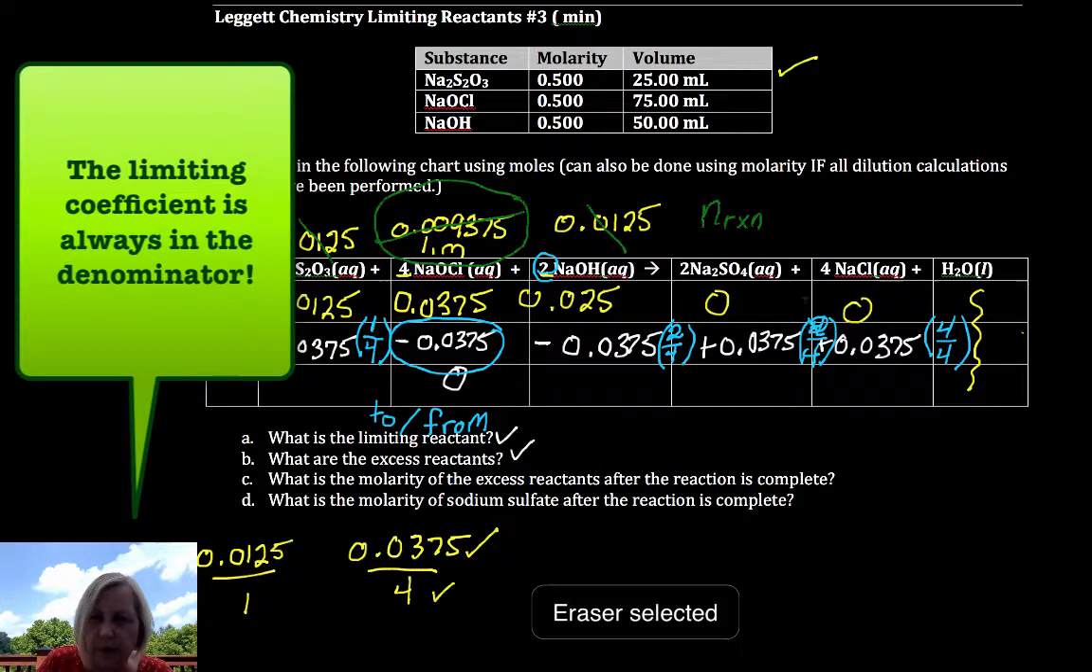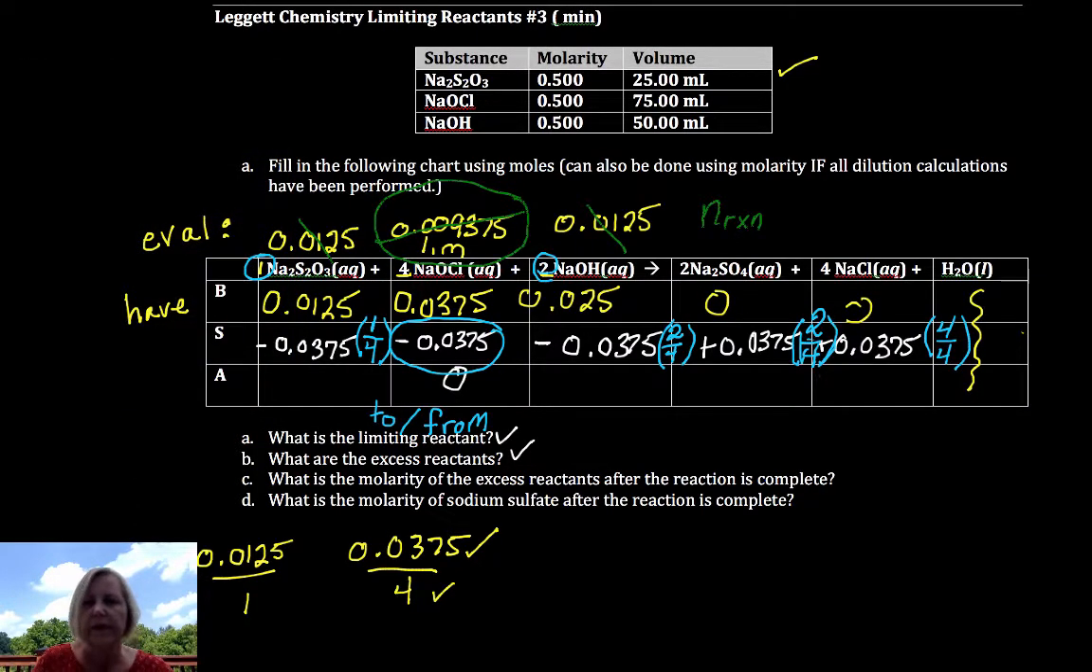Okay, so we need to multiply each of these by our limiting reagent. Let me try to clean that up. 2 over 4. Okay, so we multiply by our mole ratio. You know what? This is the hardest part. If you can get to this part, everything is downhill in terms of difficulty from here on in. So what we do is we add up all this BS. B plus S equals A. And that's going to give us our after moles.